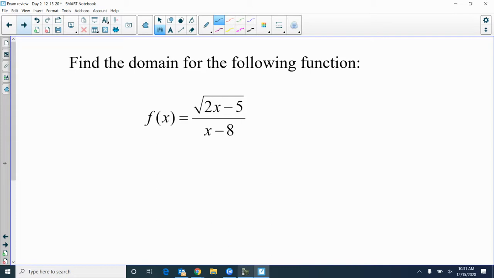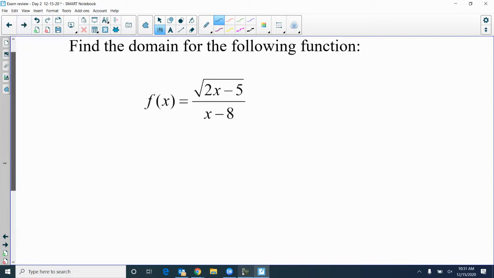All right, Josh, remember what to do? Or what we need to worry about? What's that? The radical has to be greater than or equal to 0. Okay, good. There are two key things we have to worry about here. The radical has to be greater than or equal to 0. It can equal 0 in the numerator, that's fine. So 2x minus 5 has to be greater than or equal to 0. And the denominator cannot equal 0.